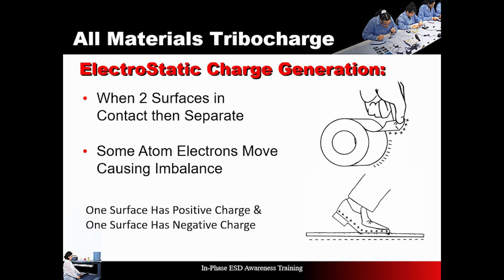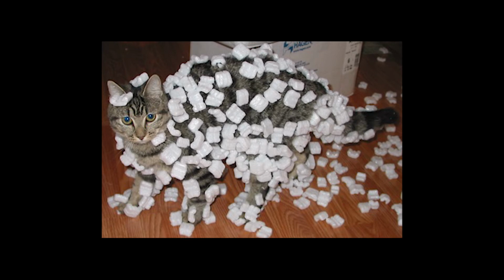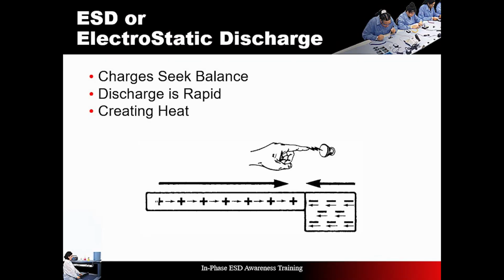Electrostatic charge is generated when two surfaces come into contact then separate. When this happens, electrons are transferred from one surface to the other, creating an imbalance. When the surfaces are separated, there is an effect known as tribocharging, which is the cause of shocks when touching a doorknob, as well as the cause of lightning. Tribocharging is also the cause of adhesion, as demonstrated here. When charges seek to balance, this discharge is rapid and can create heat and sparks.